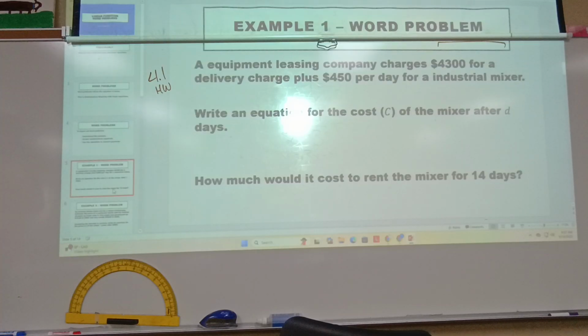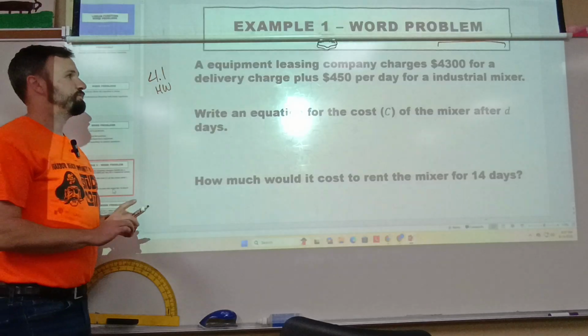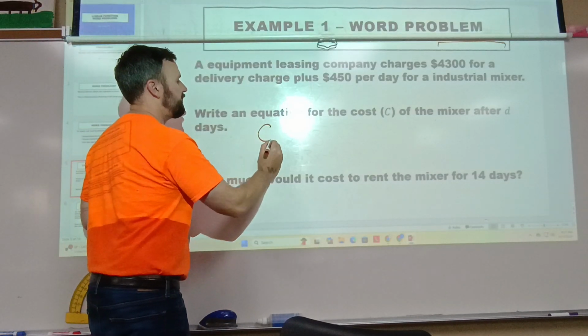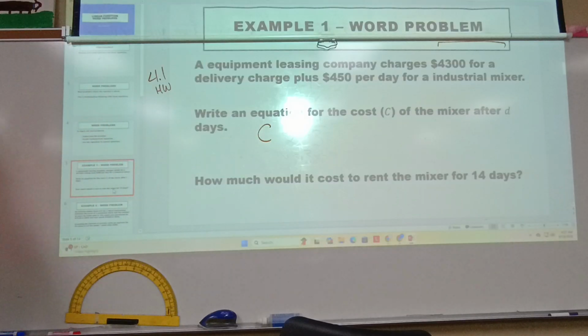An equipment leasing company charges $4,300 for a delivery charge, and $450 per day for an industrial mixer. Write the equation for the cost of the mixer after D days. So cost, I don't know yet, because what do we have to know to find cost? Days. So C is what I put in front.